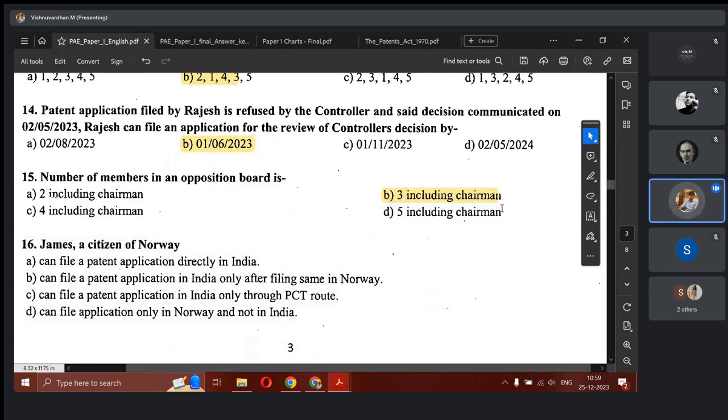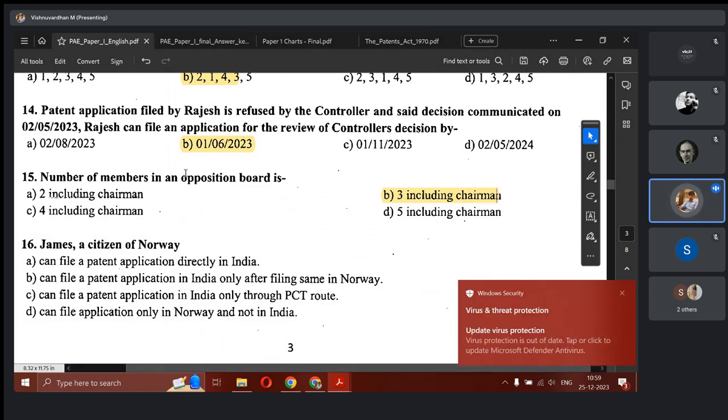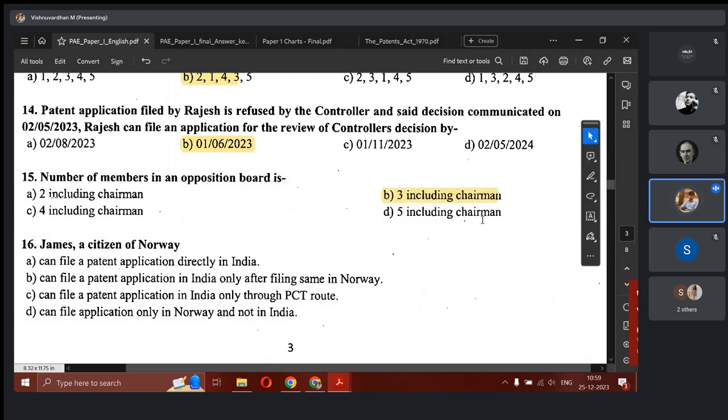But as far as I'm aware, if you go by the current rules, I don't think the chairman is also a part of this. Oh no, chairman. Correct. The controller is not a part of this. So the controller makes a group of 3, and he constitutes this as the opposition board, and he appoints a chairman in this. So it's 3, including the chairman, but it does not include the controller. Cool. So this is the correct answer.